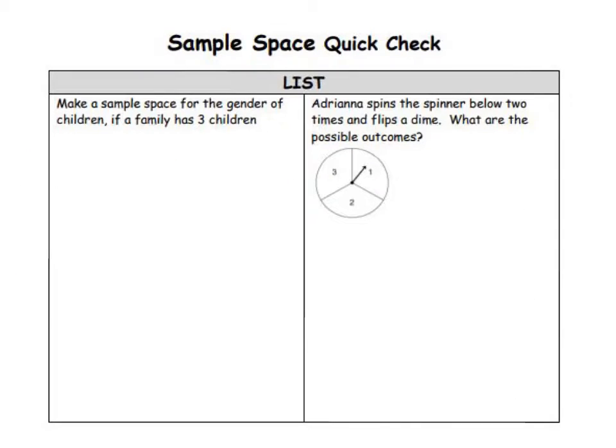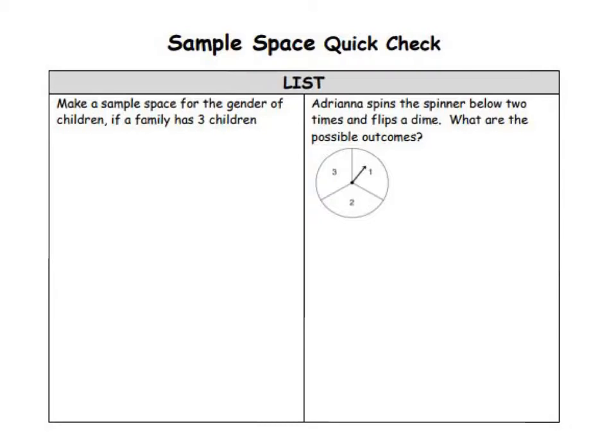Here we have a sample space quick check. So we're going to go ahead and do that one. The first one on the top is asking you for the sample space for 3 children, and you're trying to figure out the gender. The gender means are they male or female?